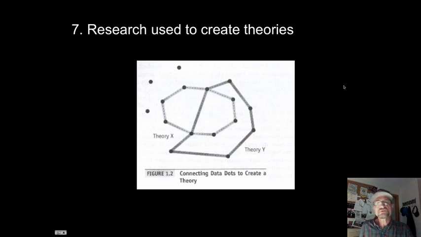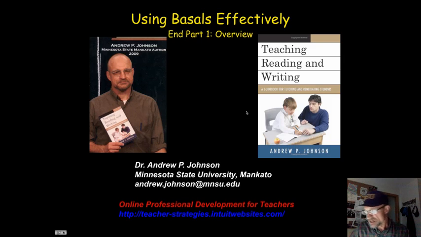Research is a tool to create theories. Every bit of research is a bit of data, and a theory is like a dot-to-dot picture that connects the data points. So we rely on research to inform our educational decisions, and we rely on research-based theory. And just as there are different types of research, there are different types of theory. But what defines a theory is that they look at data, at information, and they create a picture based on that. All right, this is part 1, just presenting a general overview of using basals effectively.